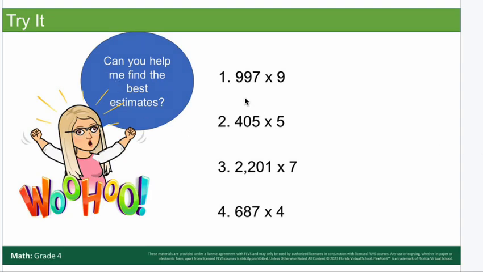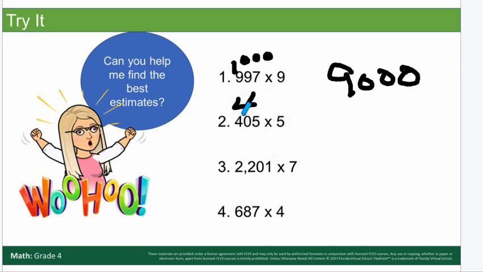So we're going to go ahead and talk estimates really quick. Help me find the best estimate. What should we round 997 to? If you said 1,000, that is a good estimate. So I would say that this would be about 1,000. So 9 times 1,000 is 9,000. What about 405? Well, I could say that's close to 400. I know 5 times 4 is 20, and then I have 2 tens place values. So I got 2,000.